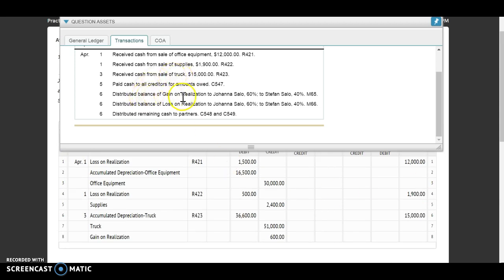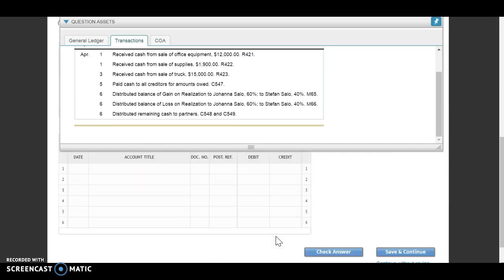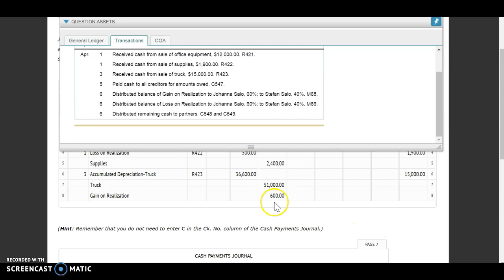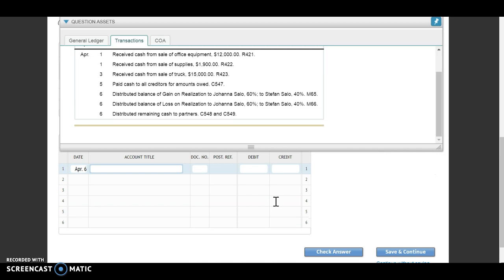So first we're going to be looking at our gain. And when we look at our gain on realization, we have $600. We only have one entry to that. So we need to divide up that $600. So let's put in April 6th. Now we know when we look up here, we're crediting our gain. So that tells us to close it. We need to debit it. So we'll go ahead and put that in first, gain on realization. And we'll debit that for 600. And we're using document number M65.